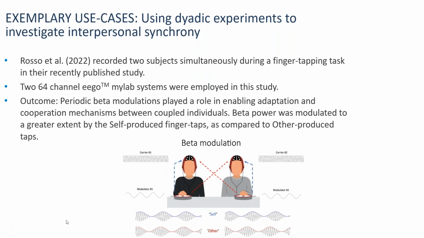And then they have these self and other graphs that you see towards the end, and what they finally show as outcome is that periodic beta modulations actually played a good role in enabling adaptation and cooperation mechanisms between coupled individuals. They also found that the beta power was modulated to a greater extent by self-produced finger taps as compared to other produced finger taps. It's one of the recently published studies in the realm, and lends insight into such interpersonal synchrony between dyadic couples or recordings.